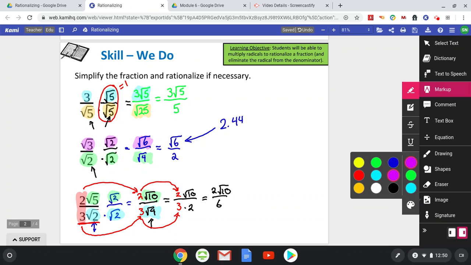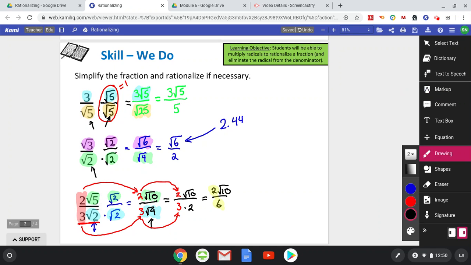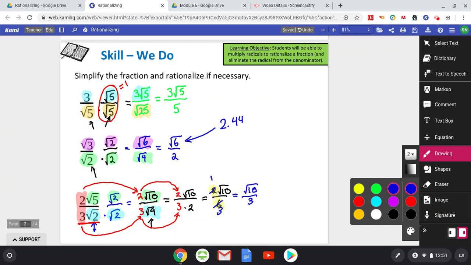This one has an extra step, however. If you look closely, 2 and 6 are both divisible by 2. Therefore, when I divide 2 divided by 2 is 1, 6 divided by 2 is 3, and we will simplify the problem a little bit more. So the top becomes 1 times the square root of 10 is the square root of 10. The bottom becomes 3. This concludes part 2 of rationalizing.